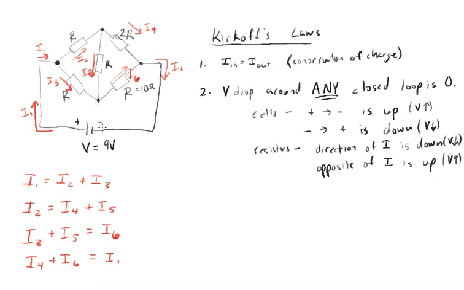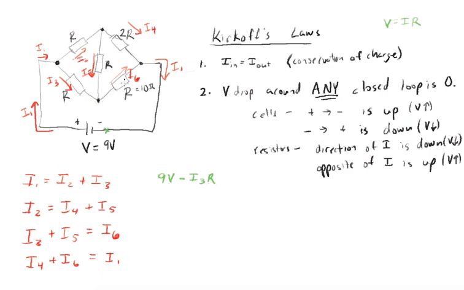Let's do a closed loop. Let's just go ahead and do this closed loop right here. So we're going to just start right here. I'm just going to pick a spot to start, and I'm going to go up. So that's plus 9 volts. Then I'm going to come along here, and I'm going to go down. And I've got I3 times R. Remember, V equals IR. So my voltage drop is just the current going through it times its resistance. So that's I3 times R. So it's minus I3 times R.